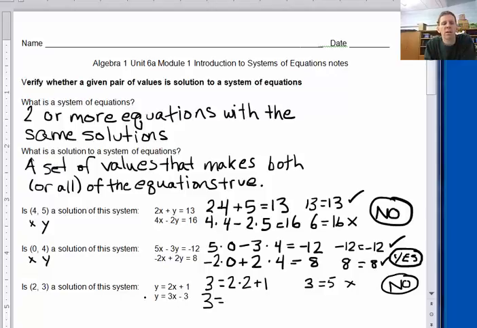If you wanted to check out the second equation, you could plug in 3 for y again. You could plug in 2 for x. So we have 3 equals 3 times 2 minus 3. And here, 3 times 2 is 6, minus 3 is 3. So we do have 3 on the right side, 3 on the left side. That equation works, but it doesn't matter. We've already shown it doesn't work for the first equation, and to be a solution, it has to work for both equations.